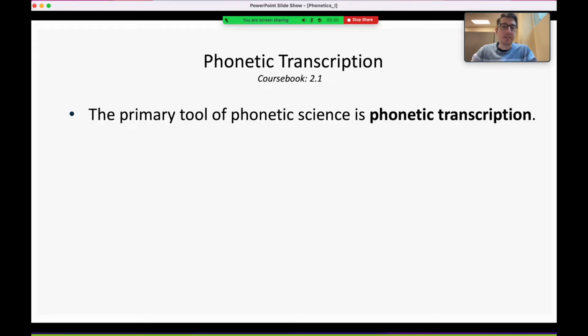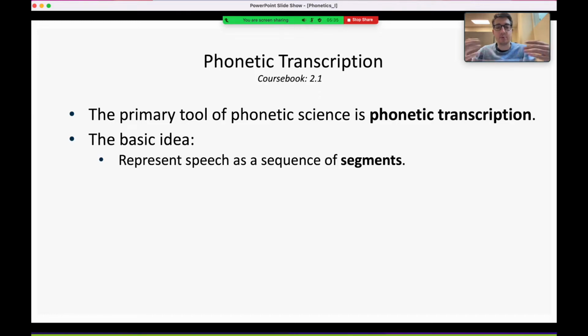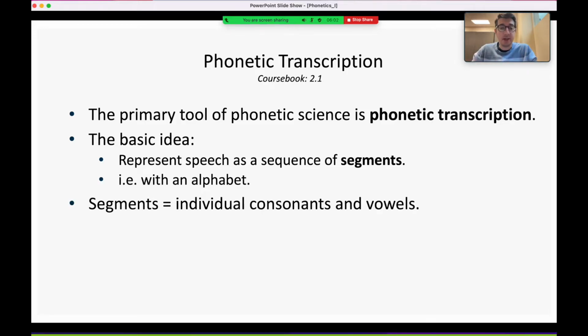The primary tool of phonetic science is phonetic transcription. The basic idea of phonetic transcription is to represent speech as a sequence of segments. So what we're trying to do is to represent speech by marking down each speech sound. And English spelling does that for us, but there are so many issues with English spelling, which we are going to see very soon. So we need some kind of a different alphabet, and we will see which alphabet that is.